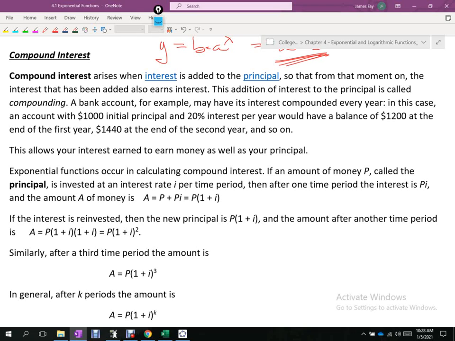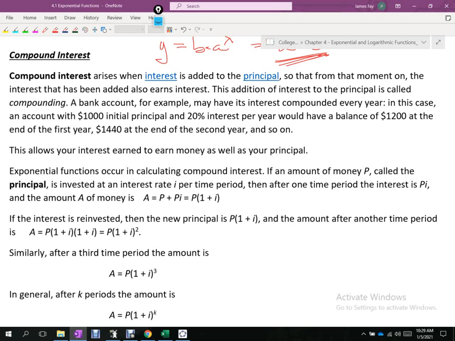And at the end of the second year, I take out that $1,440 now that I have, put it back in, and that's my new principal, and let that 20% attack that $1,440 instead of just the original 1,000. Does that make sense? So that's compound interest.